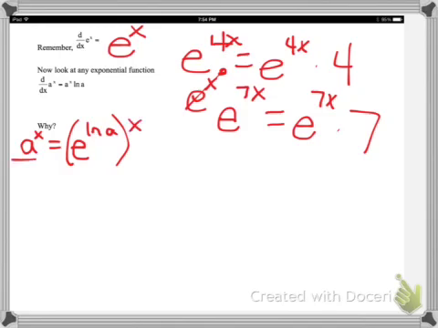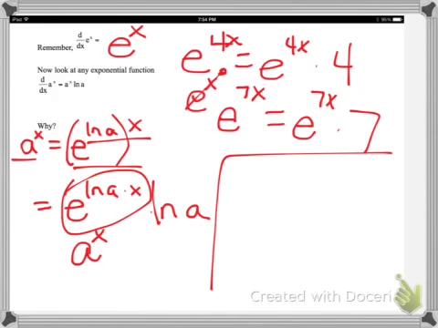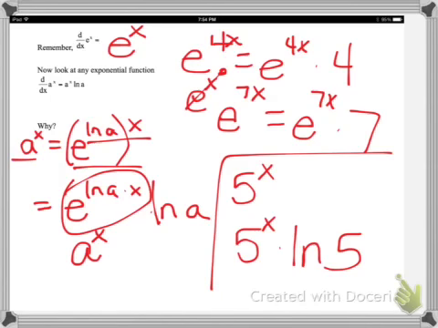So if I rewrite a to the x as this, now I could find the derivative of that. So the derivative of this would be what? Using your property of e, would be e to the (natural log of a times x) times the derivative of this, which is natural log of a, using chain rule. Okay, which this is a to the x. So what's the derivative of 5 to the x? It's going to be 5 to the x times natural log of 5. Okay, there is your rule for a constant to the power, any exponential function where your base is not just e.